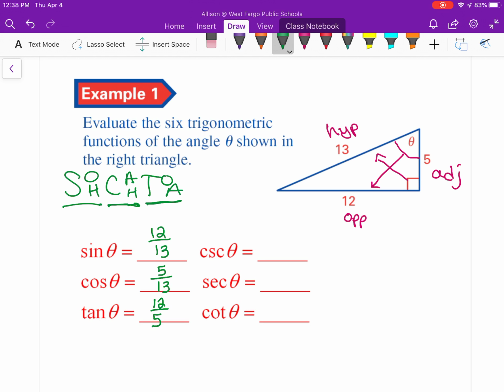Cosecant is the reciprocal of sine, so that will be hypotenuse over opposite. Secant goes with cosine, so that's hypotenuse over adjacent. And cotangent will be adjacent over opposite, the reciprocal of tangent. So this one is 1 over sine of theta, this one is 1 over cosine of theta, this one is 1 over tangent of theta. So the reciprocals.